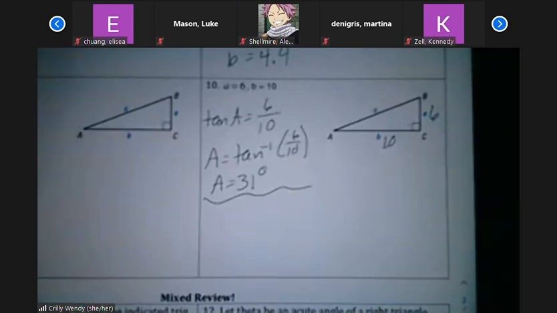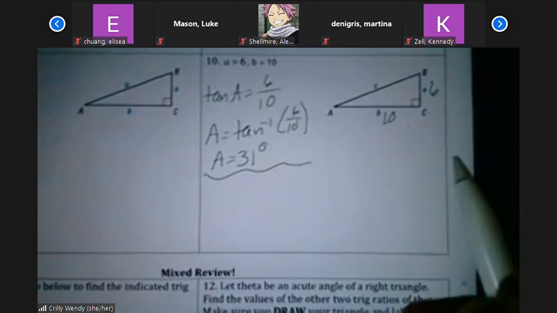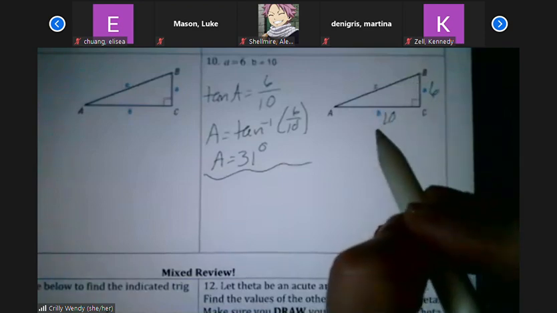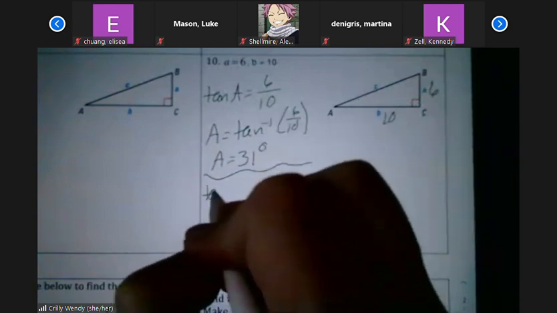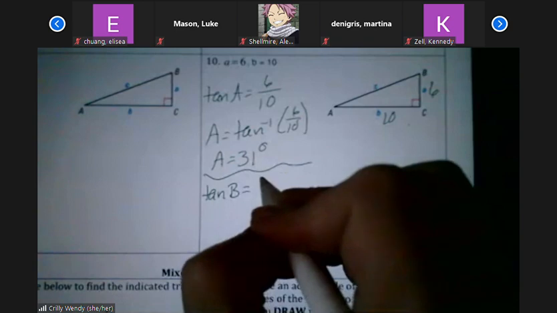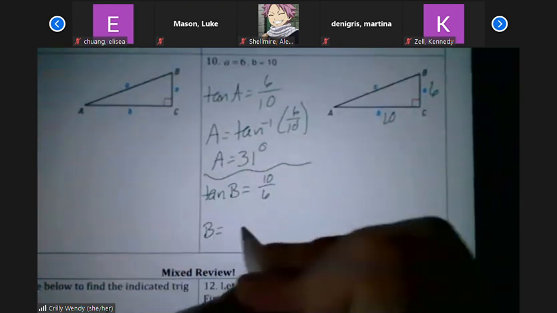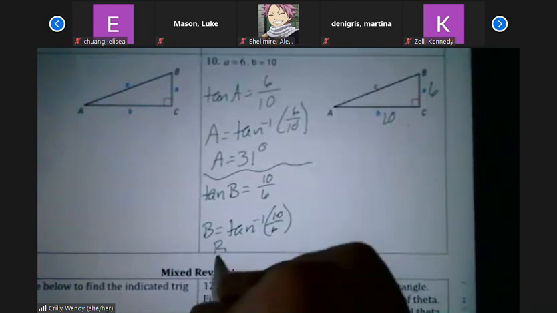Now to get angle B, I could just subtract from 90. But I want to practice this again using the calculator. So I'm going to use SOHCAHTOA instead of just subtracting from 90. For angle B, 10 is the opposite leg, where 6 is the adjacent leg. So tangent B equals 10 over 6 instead of 6 over 10. So B equals the tangent inverse of 10 over 6.